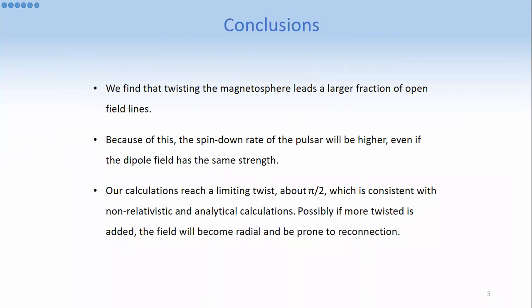Finally, we find that twisting the magnetosphere leads to a larger fraction of open field lines. Because of that fact, the spin-down rate of the pulsar will be higher even if the dipole field has the same strength.